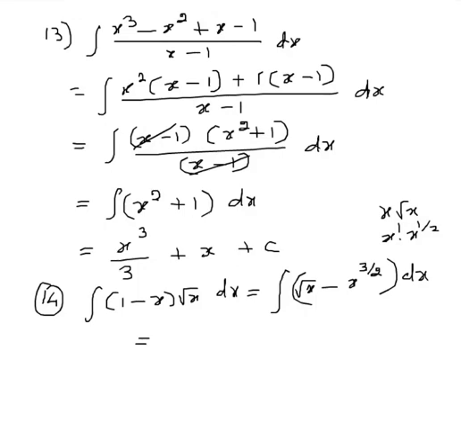Root x is x power half. We will use x power n plus 1 by n plus 1 integration formula. So half plus 1 is 3 by 2 divided by 3 by 2 becomes 2 by 3 minus x power 3 by 2 plus 1 is 5 by 2 divided by 5 by 2, which is 2 by 5, and plus c, the constant of integration. Question 15.